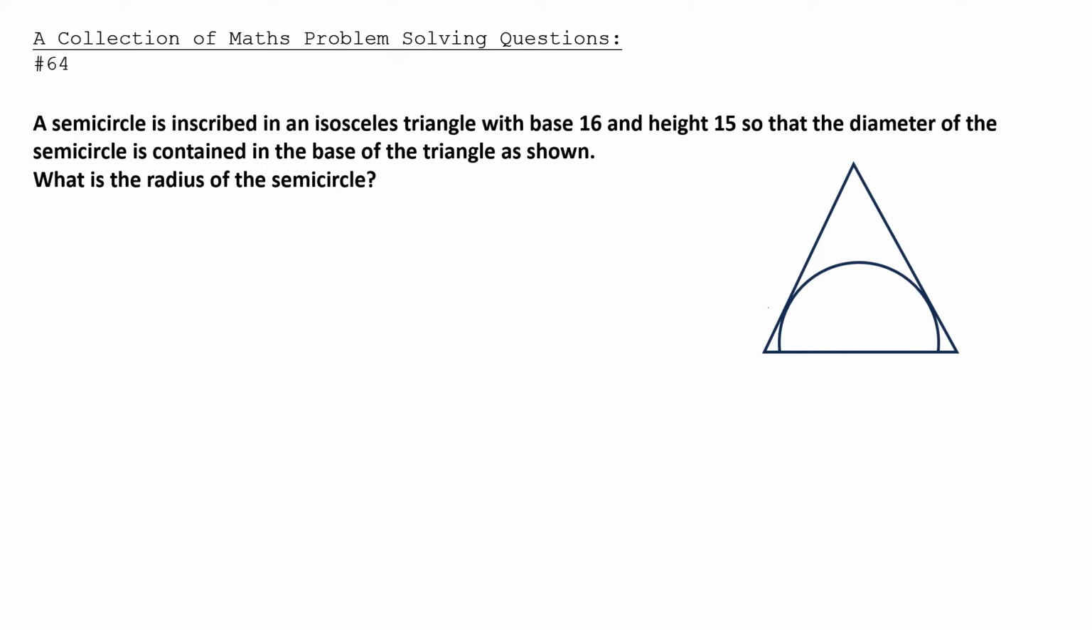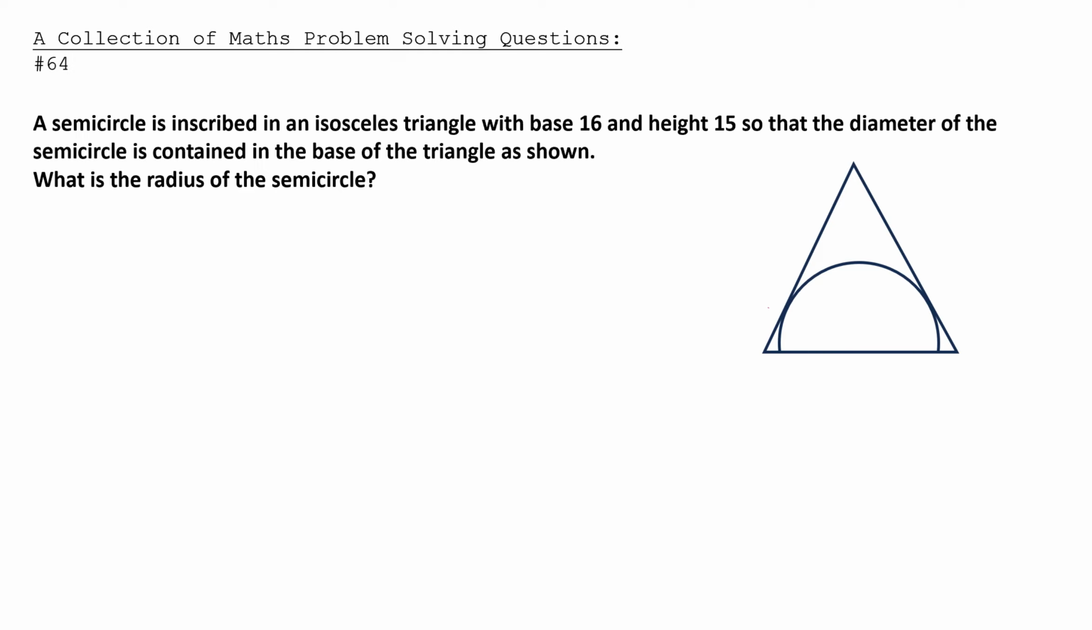A semicircle is inscribed in an isosceles triangle with base 16 and height 15, so that the diameter of the semicircle is contained in the base of the triangle as shown. What is the radius of the semicircle?